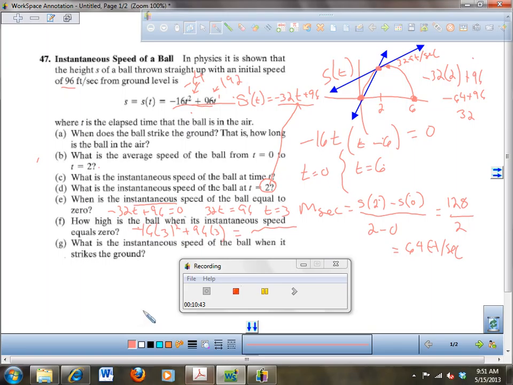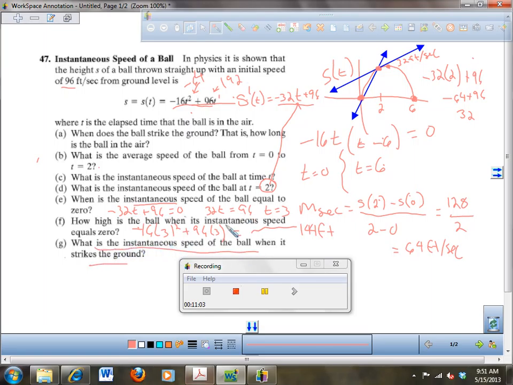Did you get that one, Molly? 144. So how high is it? It's at 144 feet.